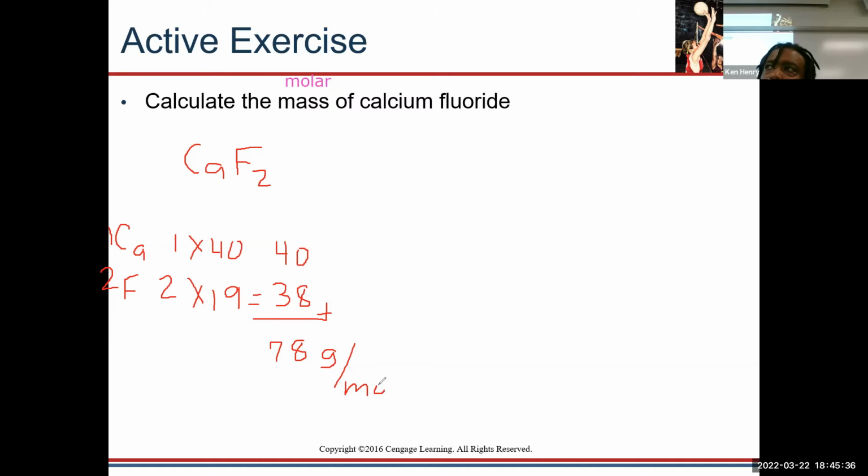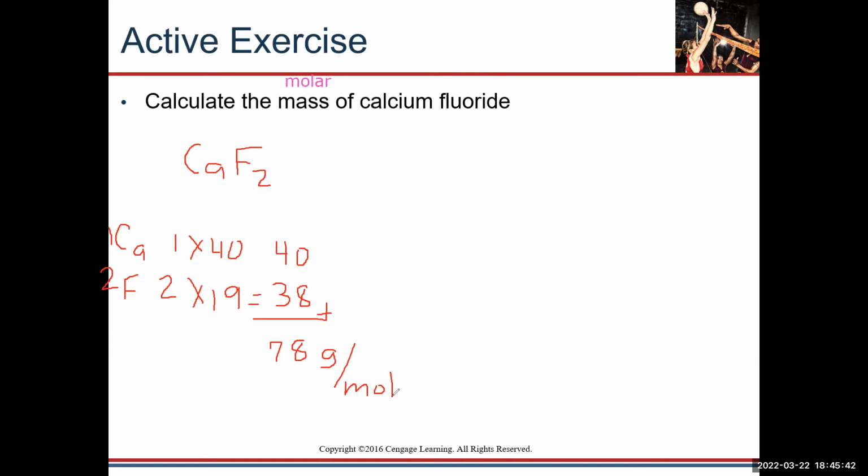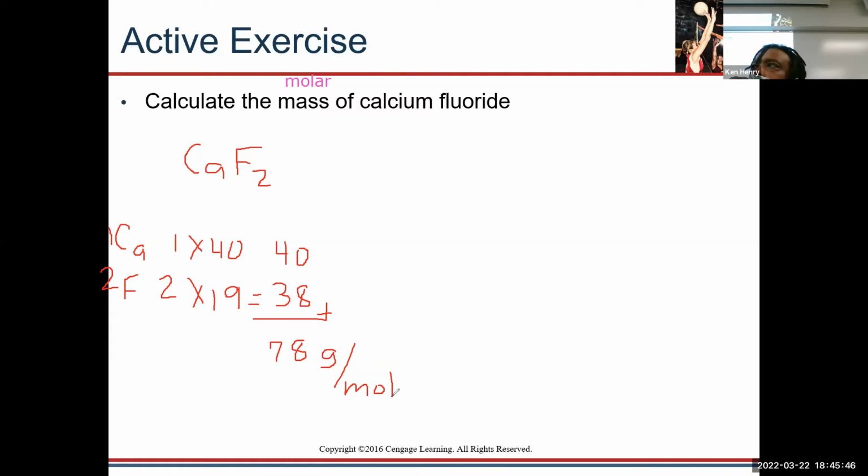And the units are going to be grams per mole. Okay, so the molar mass for calcium fluoride is 78 grams per mole. Straightforward? Okay.